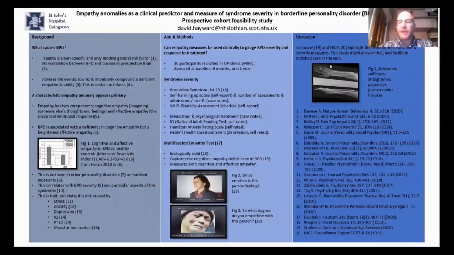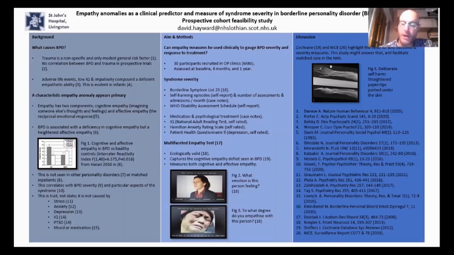Hello, my name's David Hayward. I'm a consultant psychiatrist at St John's Hospital in Livingston. I'm embarking on a feasibility study to investigate whether measuring empathy anomalies in people with borderline personality disorder could quantify the severity of their syndrome and predict how they will fare through their patient journey.